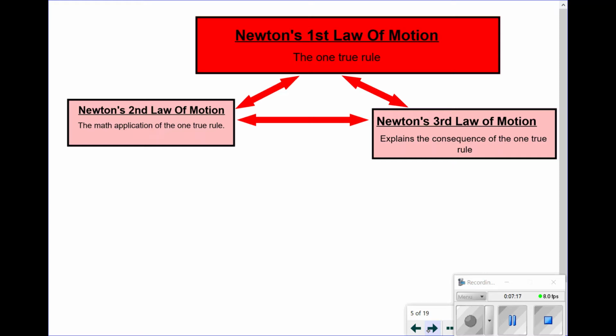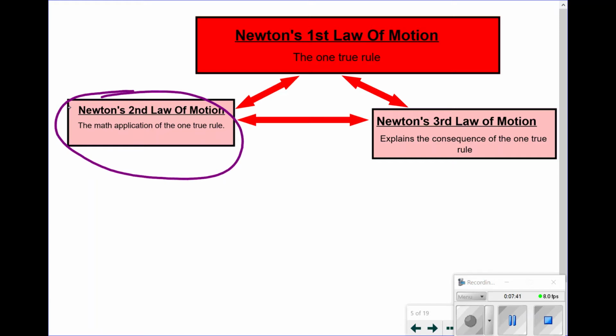We can kind of think of it this way. Newton's first law of motion is the one true rule that we have for motion. Nothing's going to change unless something from the outside forces there to be a change. The second law is just a mathematical application of that first law.